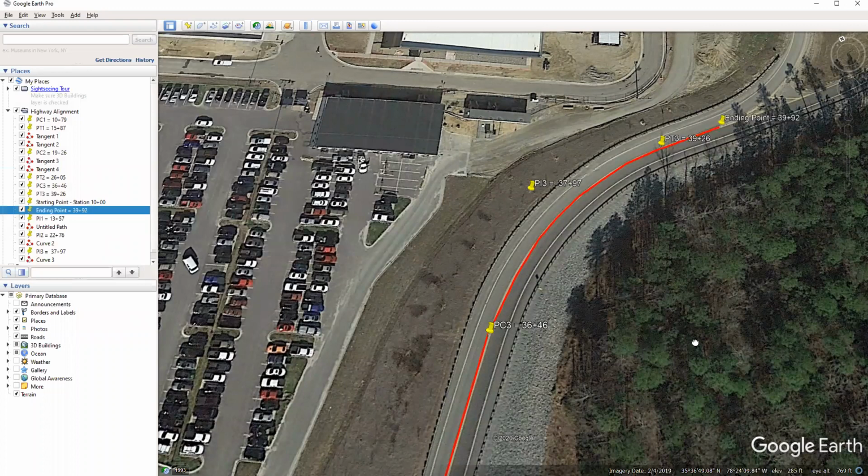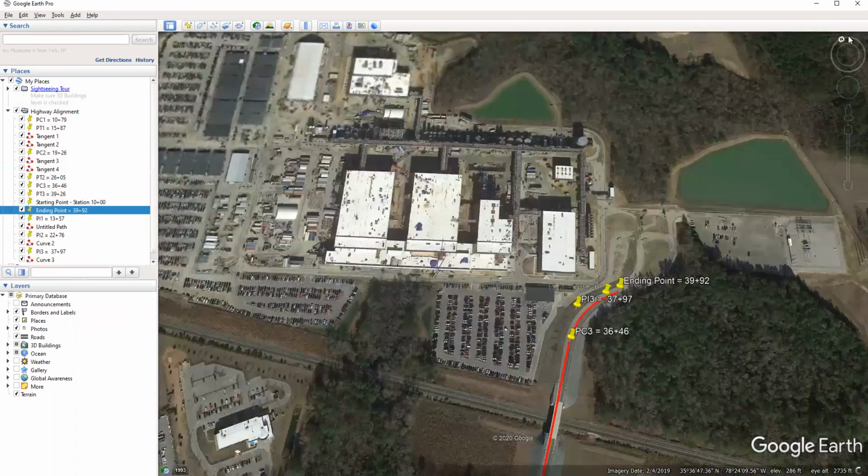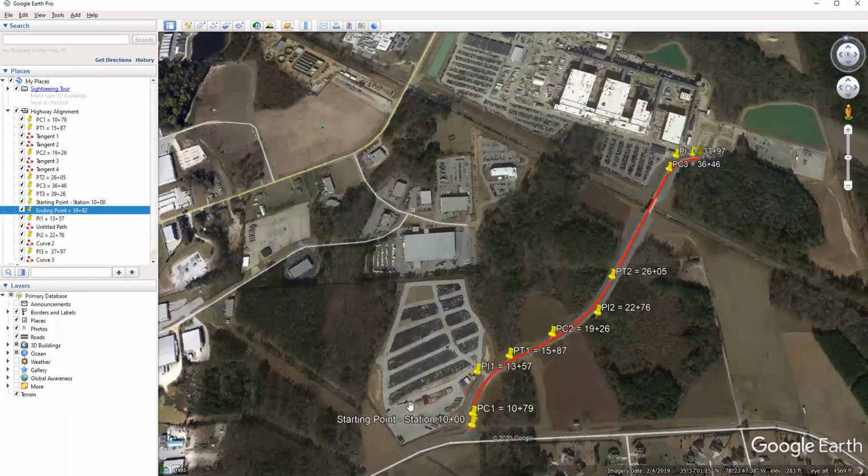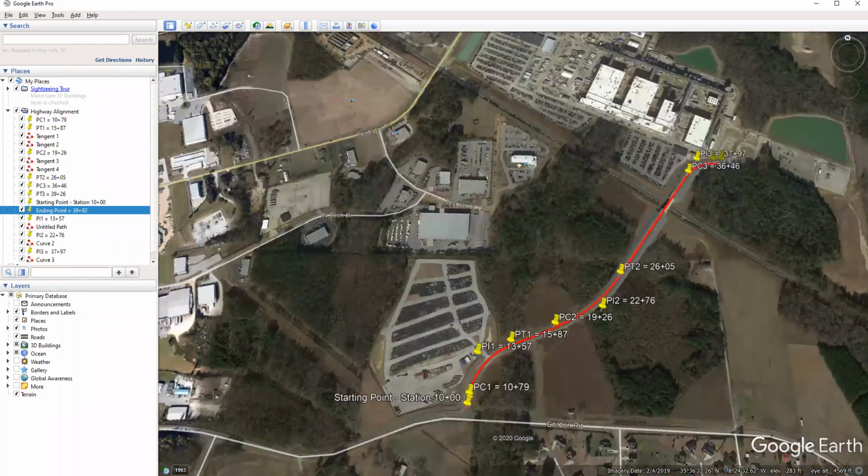So if we're looking for stationing along this preliminary traverse, we started with tangent sections. Obviously, our whole roadway is not going to be full of those tangent sections only. We're going to have curves to smoothly connect those tangents, and that's what we've added in. So we had this short tangent starting at the starting point of station 10. Then we have our first curve that we added in, starting with a PC of 10 plus 79. We added a curve length of 508 feet to get to PT1 of 15 plus 87.